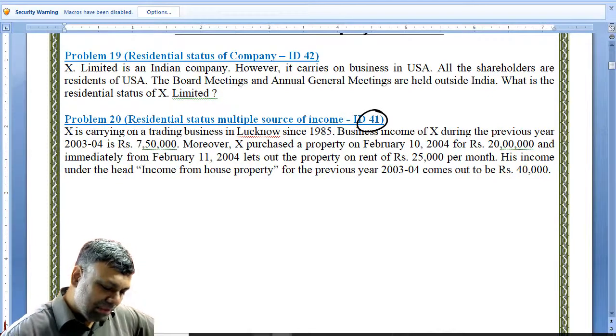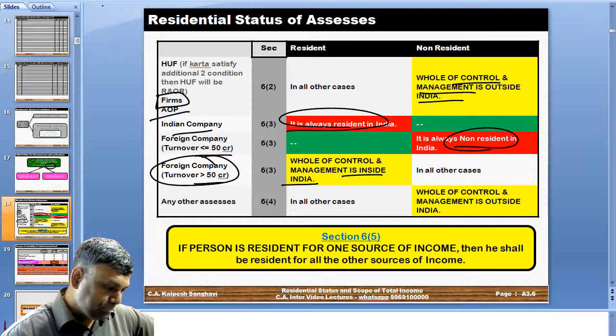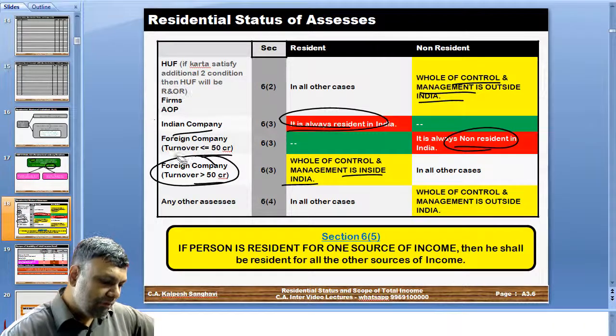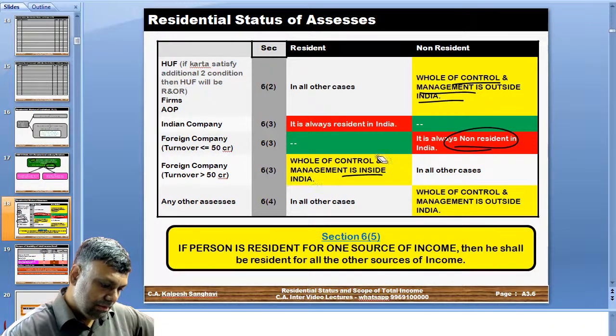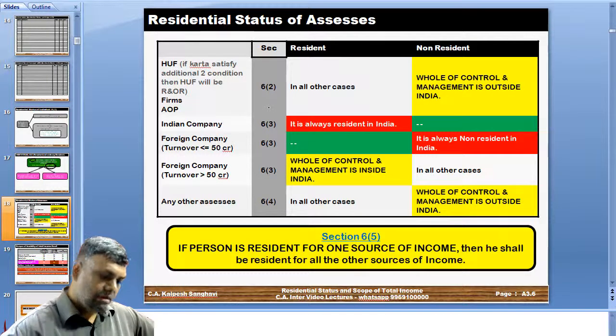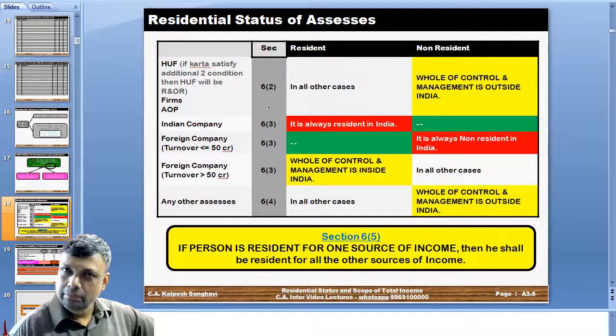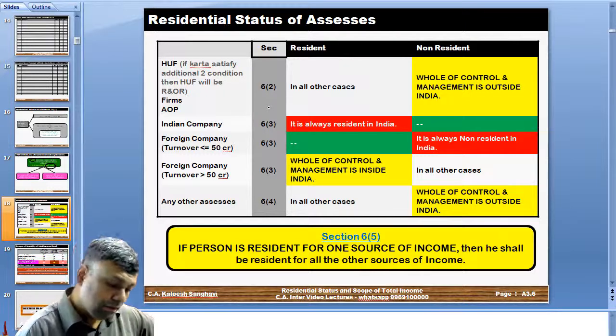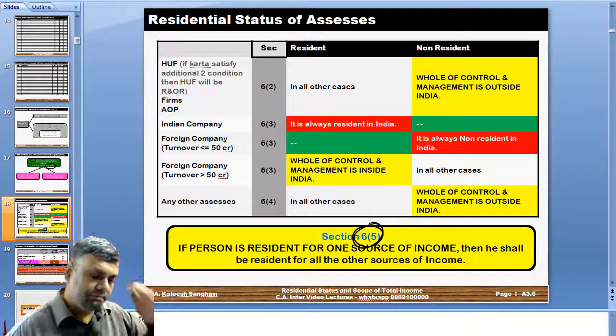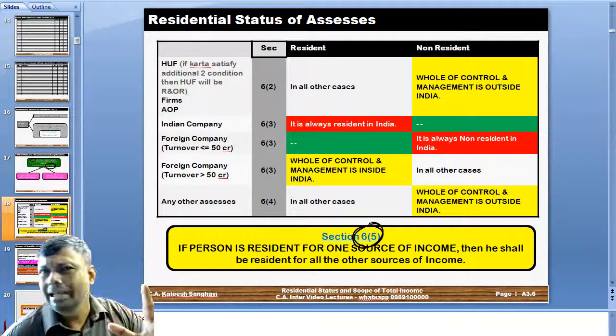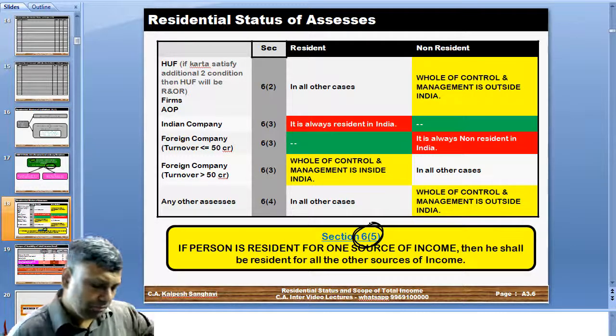Look at this provision. First of all, let me introduce some provisions to you, and after that, we'll discuss. I want you to focus a little bit, friends, on section 6.5. Maximum attention required, friends. Maximum attention.